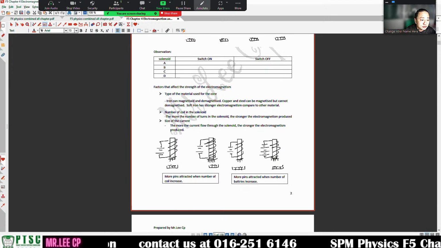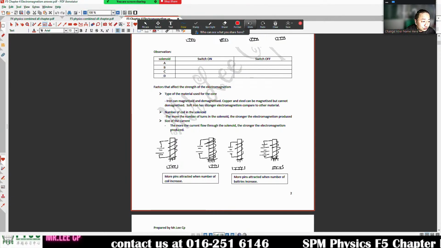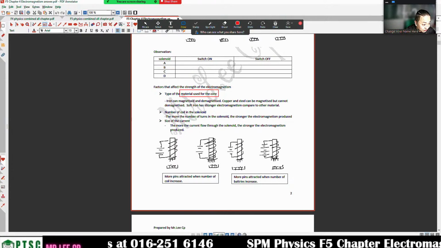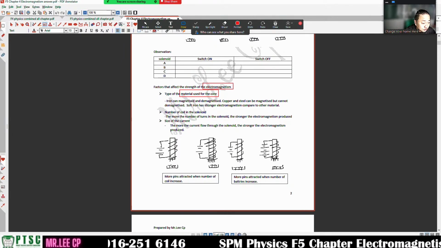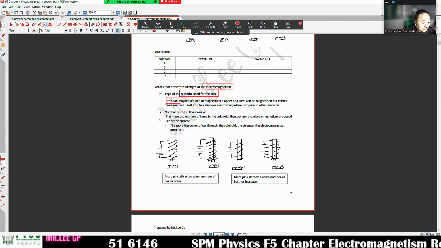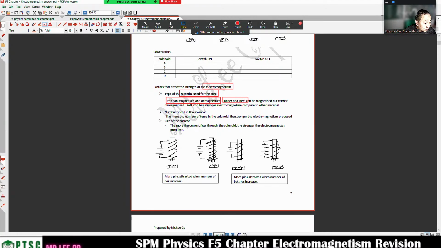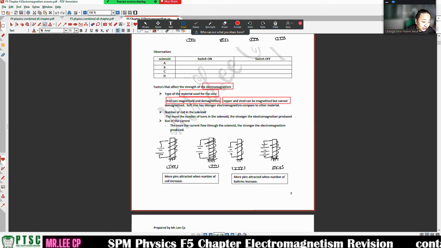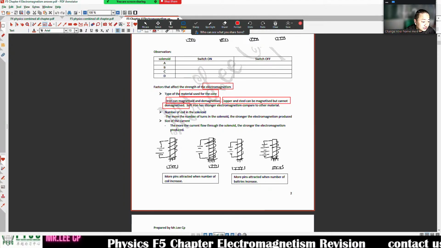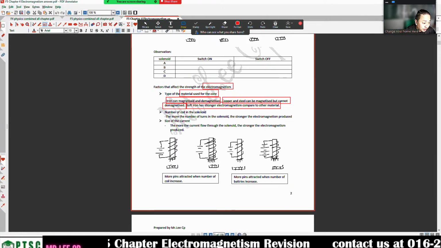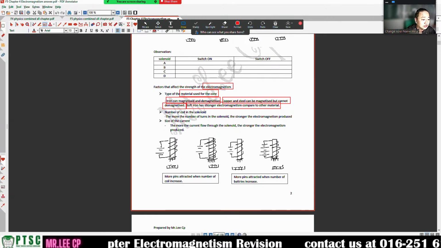We can say the type of material used for the core will affect our electromagnetism. Iron can magnetize and demagnetize. Copper or steel can magnetize but cannot demagnetize. And soft iron is very, very strong if you use it. This is the conclusion.